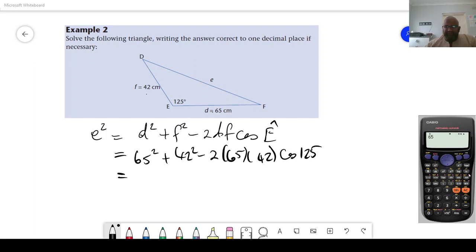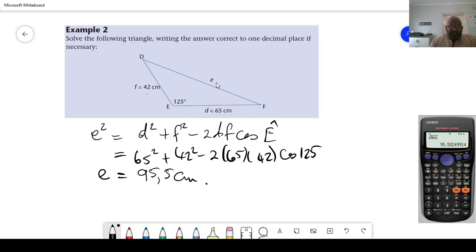So 65 squared plus 42 squared minus 2 times 65 times 42 cos of 125. Okay, so E squared is equal to 9120,23. However, I want E and not E squared. Okay, so we take the square root thereof. The square root gives us 95.5 centimeters. Okay.